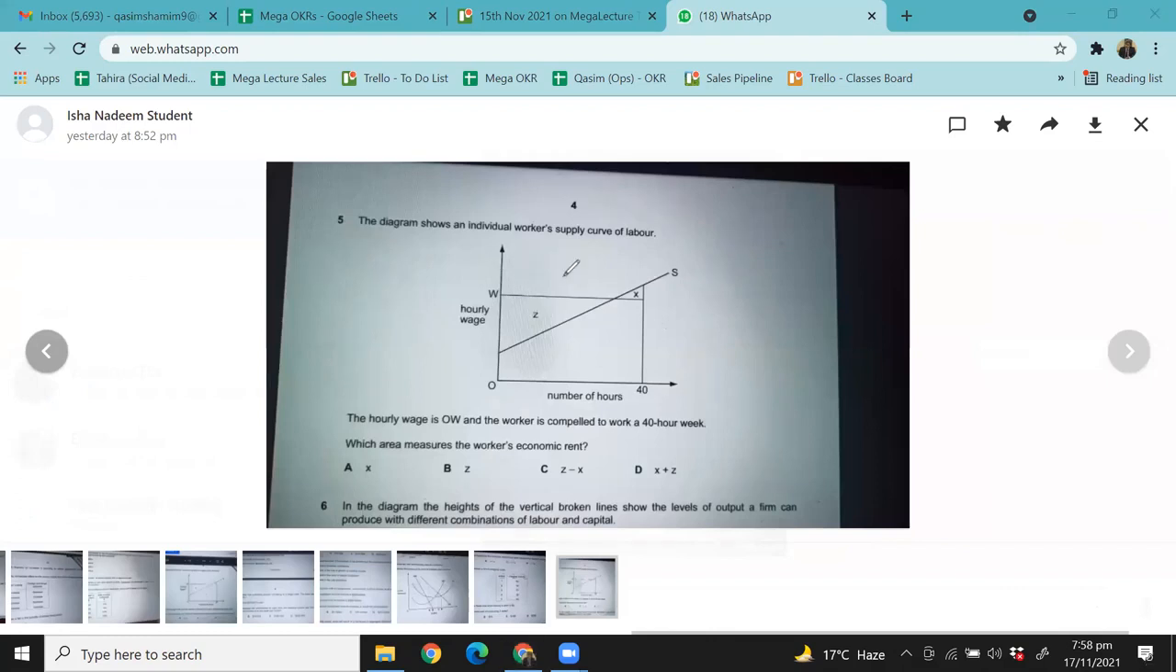Have a look at this. That's the one over here, right? So this area, this X, is the negative. This is basically the welfare that they could not receive. That's why your economic rent turns out to be Z minus X, right? So that's what you need to remember. Okay.